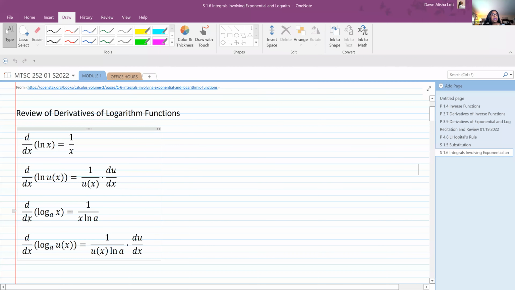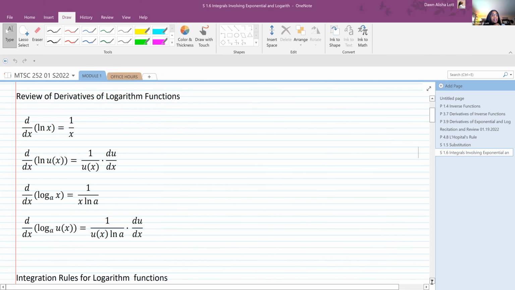Okay, so the derivative with respect to x of log base a of x, you still get 1 over x, but you get log a in the denominator. Okay. And then when you take the derivative of the log base a of a function u of x, the function u pops up in the denominator. We still have the log of a, but we have to multiply by the derivative. Okay, any questions? Because that's review.